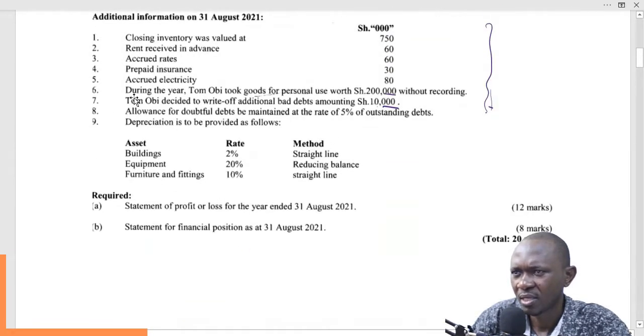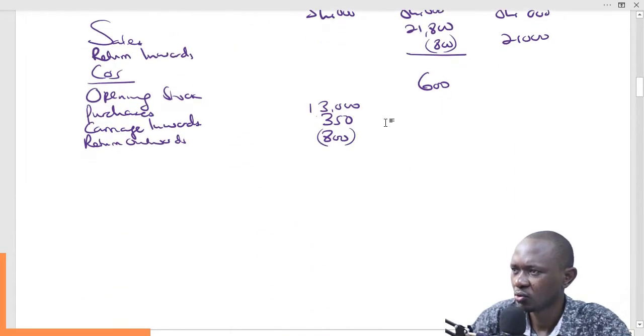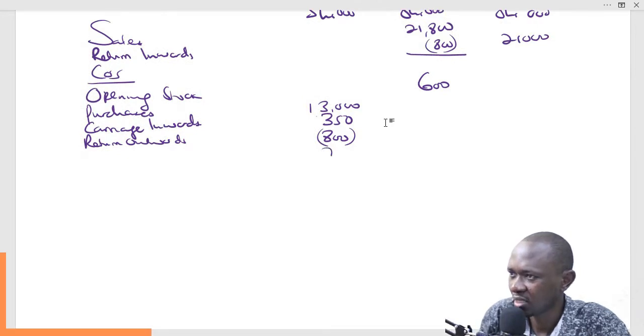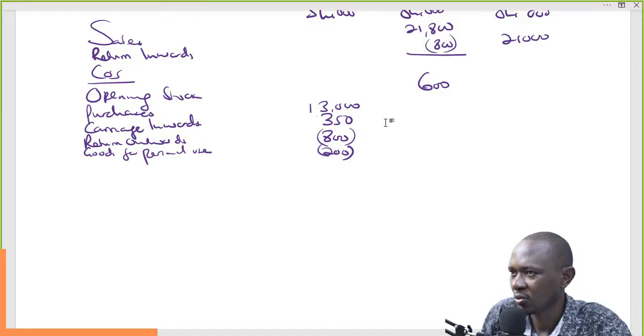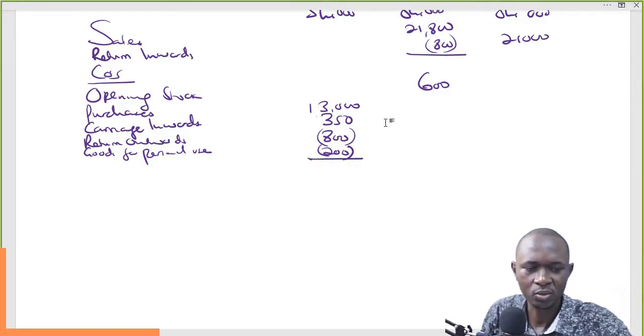Then there was something here: during the year Tom Obi took goods for personal use worth 200,000 without recording. Remember the goods that were picked by Mr. Obi also reduce the purchases. So this has the effect of reducing our purchases. So we'll have 200, remember to restrict the zeros, goods for personal use, 200. With this, I think we have exhausted all the workings on expenses. So we get the total.